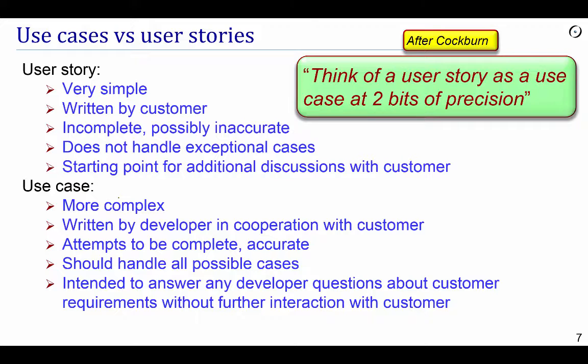The user story is a first step. It could be inaccurate, it could miss exceptional cases. On the other hand, the use case should include enough to be taken as the reference for development without requiring further interactions with the customer in normal cases. So the user stories in this view are really starting points for discussions, and the use cases are starting points for the development, meaning endpoints for the requirements part.